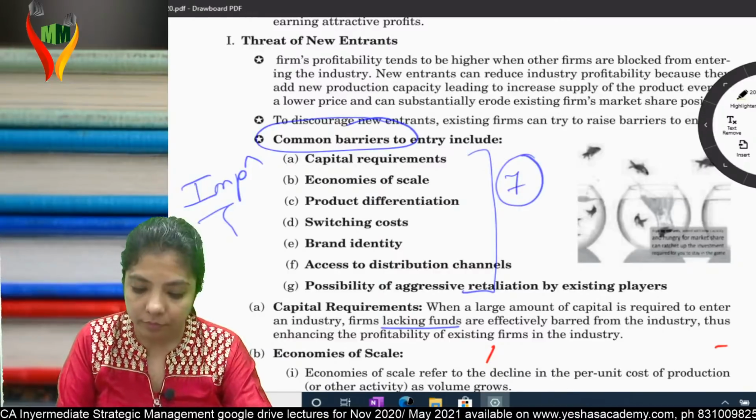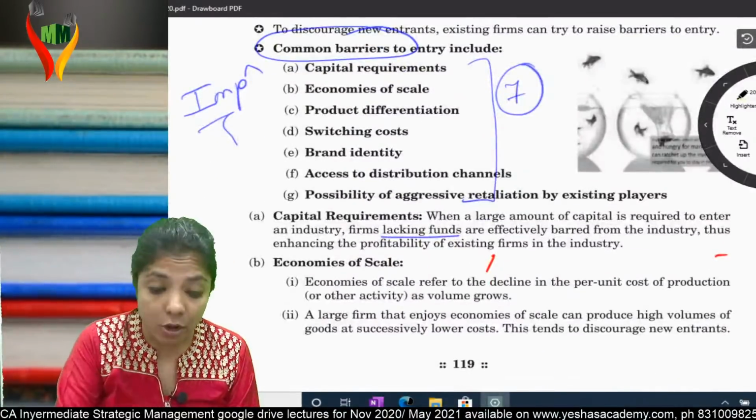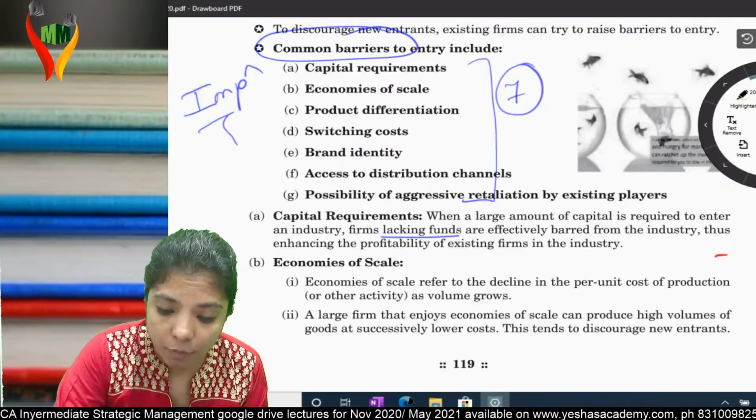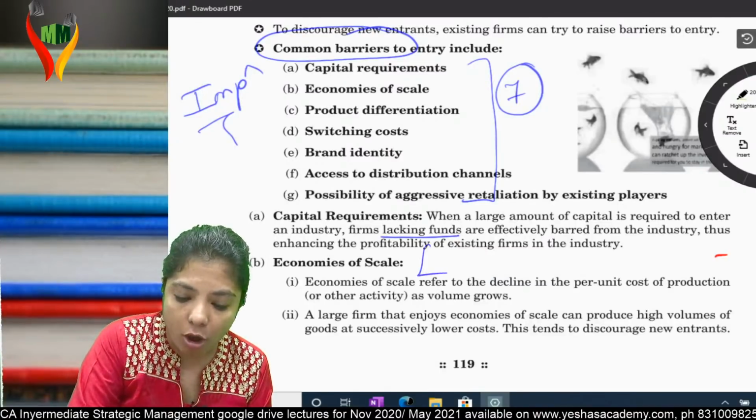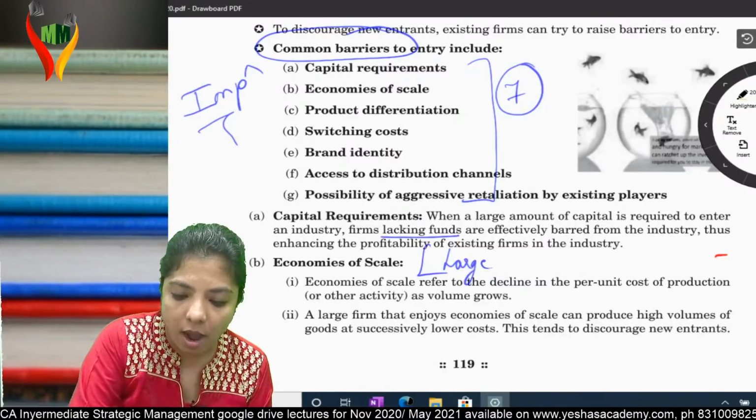First point clear? Second point, economies of scale. What do you mean by economies of scale? Economies of scale means large scale production.